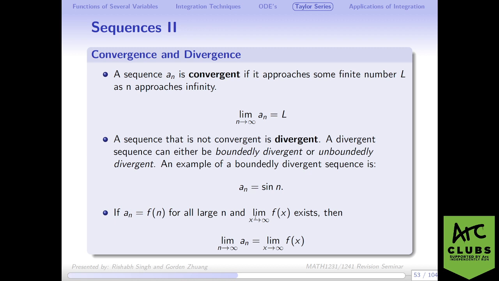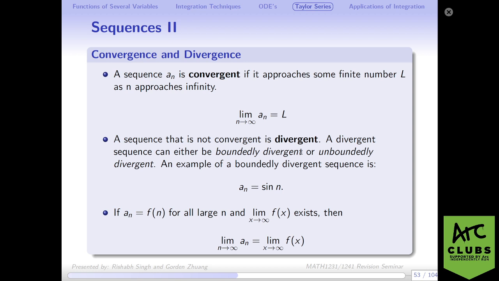A sequence can be convergent or divergent. If it's convergent, that means it approaches some finite number L as n approaches infinity, and this number has to be fixed. A sequence that's not convergent is divergent. And a divergent sequence can either be boundedly divergent or unboundedly divergent. Unboundedly divergent means it's not bounded, so it goes off to infinity or negative infinity.